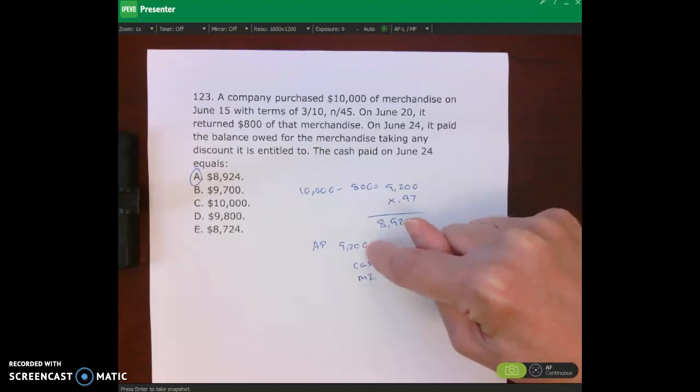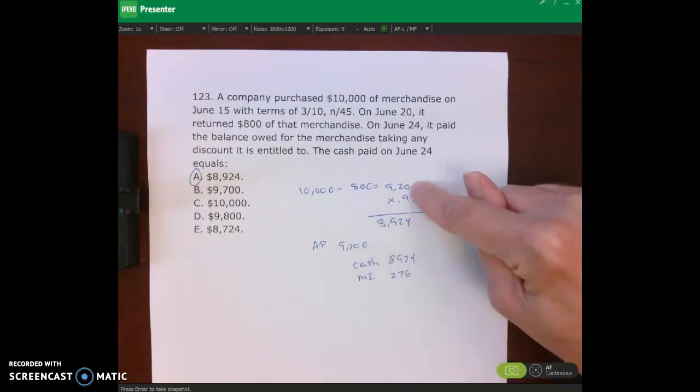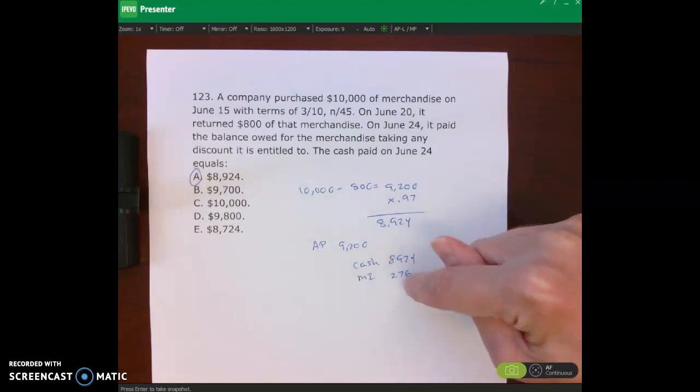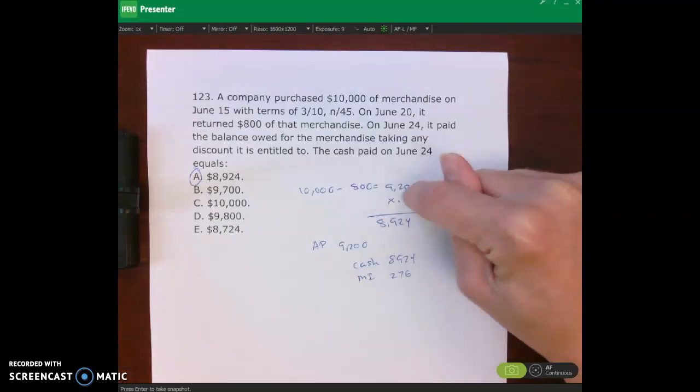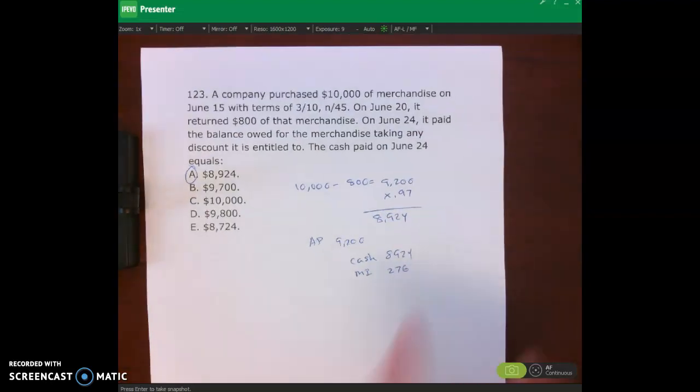So it's a debit to accounts payable, the 9,200 right over here. Credit to cash. Credit to merchandise inventory of 276, which is the 3% of that 9,200. That is our purchase discount.